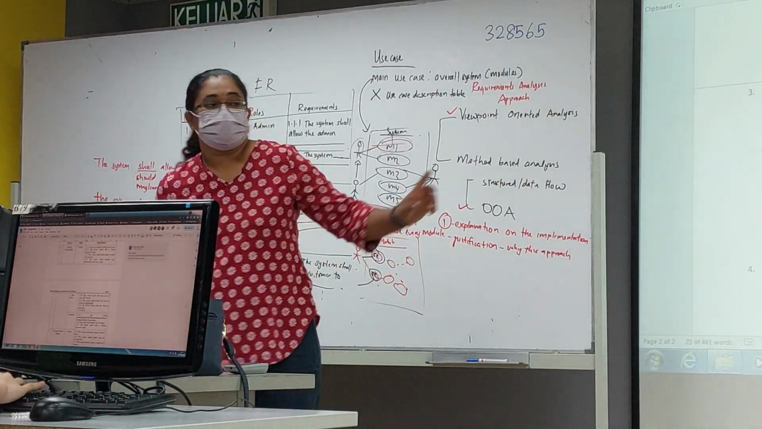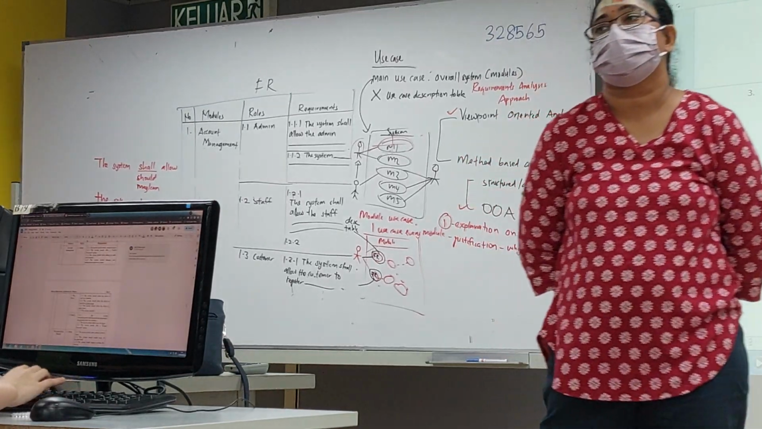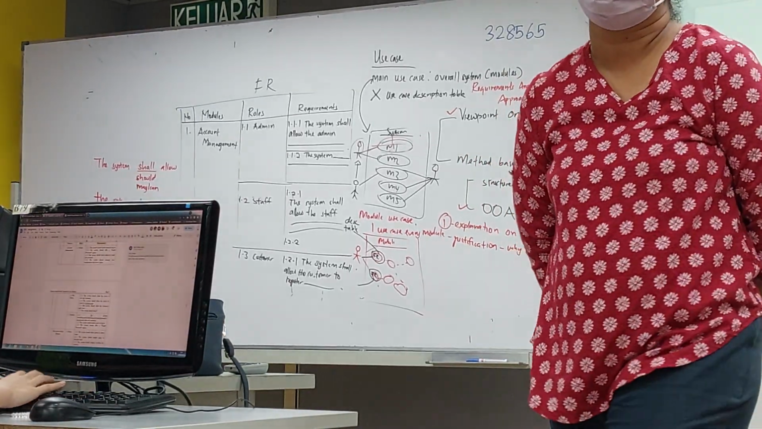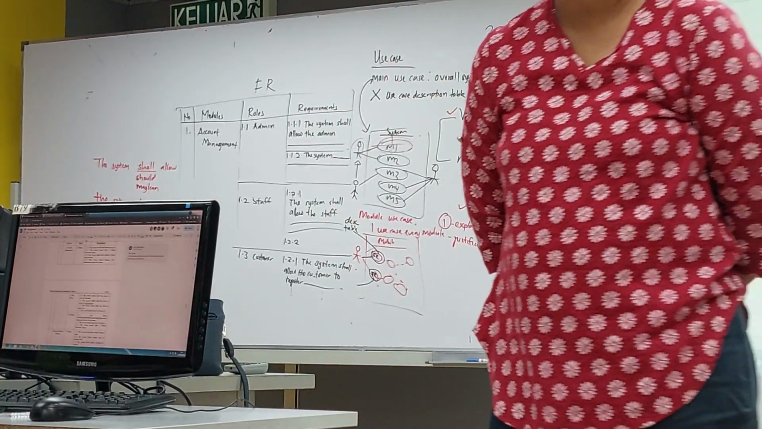So your state chart, don't do first. I will explain next class. Your external also, I will explain next class. I don't want you to do these two now. These two will be covered next class. Is that okay? Clear?